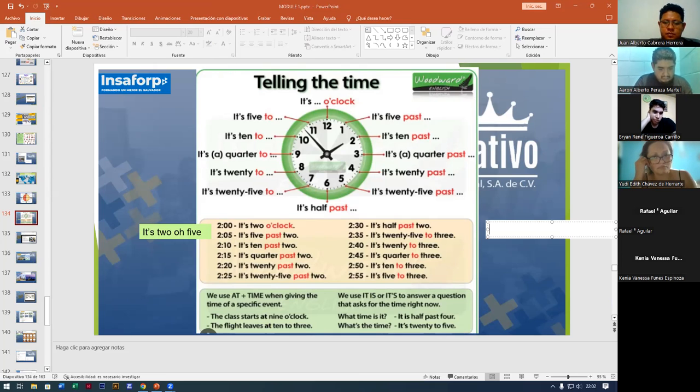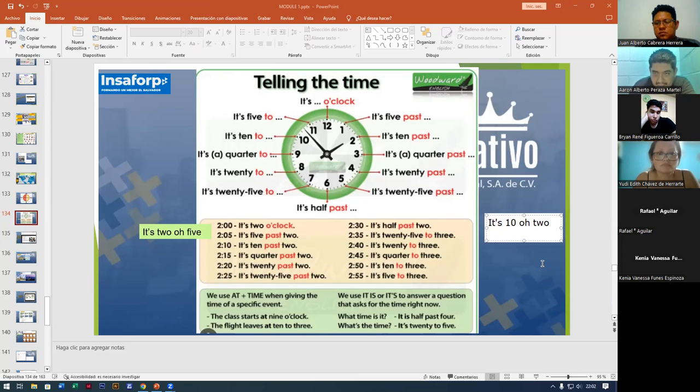Because she said it's 10 plus 2. No, it's 10 plus 10. It's 10:02, right? You say it's 10:02. So what's the other option? If you want to use past, sería, okay, past ten. It's 2 past 10. That's correct, because you pass like 2 minutes of that hour. Sí, pero yo sigo con la duda existencial en las 6:35.